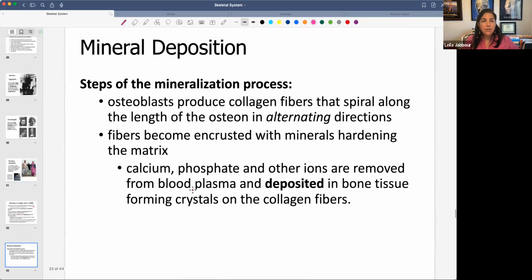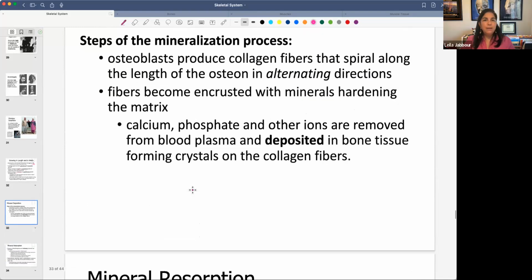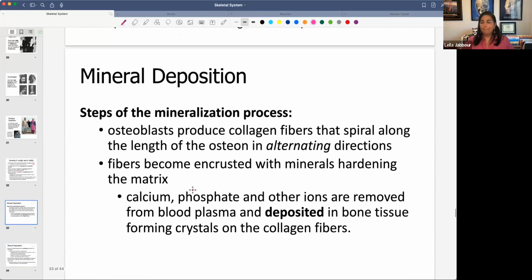Okay, so let's talk a little bit more about minerals and how they are deposited. So, mineral deposition. When osteoblasts produce collagen fibers, these fibers spiral along the length of the osteon in alternating directions. I'm going to draw this over here. Osteons look like a wedding cake if you pull them apart from each other. The lamellae, I'm talking about the lamellae.